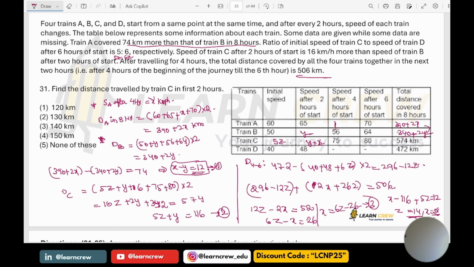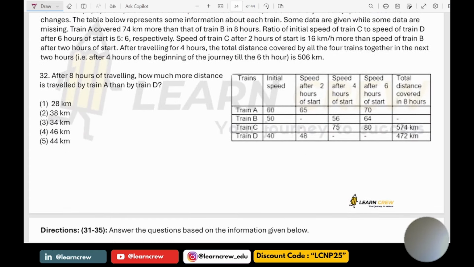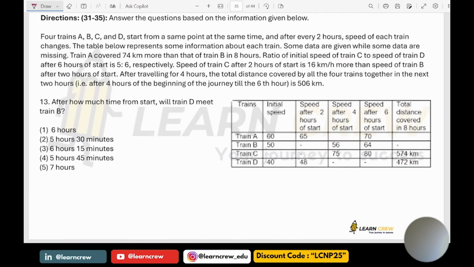Please see here, distance traveled by train in the first 2 hours, how much? 5 into 14, which is 70. 70 into 2 is 140 kilometers, that is the answer. Now next, after 8 hours of traveling, how much more distance is traveled by A than by train D? Distance covered by A in 8 hours is 506. Distance covered by D in 8 hours will be 472. What is the difference here? 34. So the answer is 34.